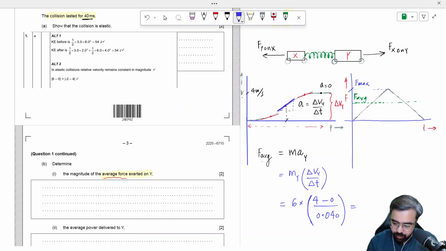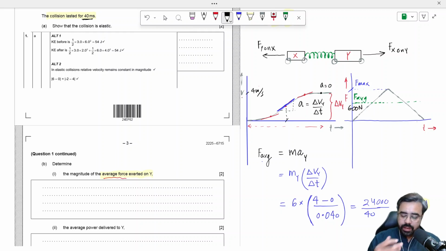Okay, so it should be 24 divided by 40 over 1000. So you can take here, and dear students, it will be 600 Newton. This is the average force. Now, it's not a peak force, it's not a maximum force, dear students. The 600 Newton is right now at this point.